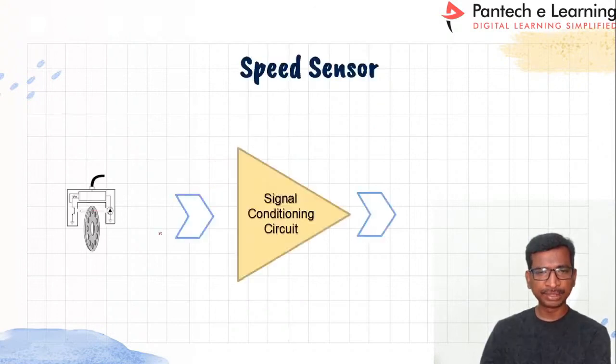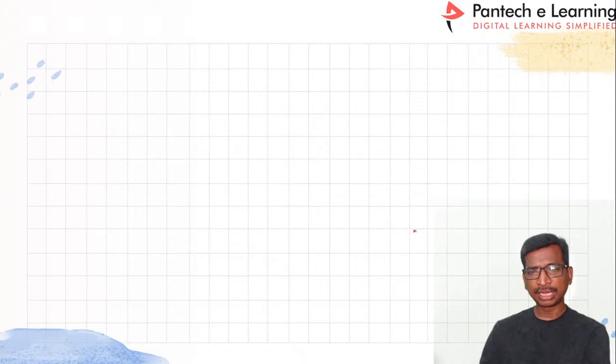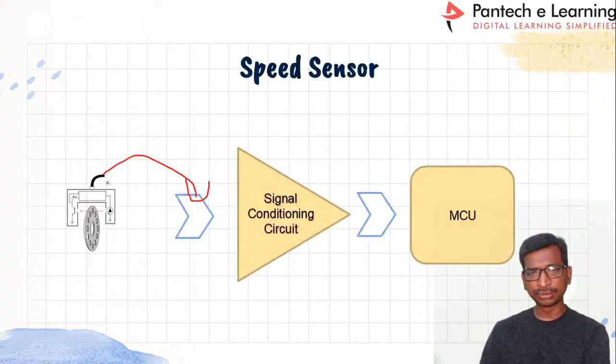See here, from the sensor we have to connect the signal conditioning circuit. So here just an operational amplifier will be used to get square pulses, and after that it will be connected to the microcontroller. So this is the speed sensing method.